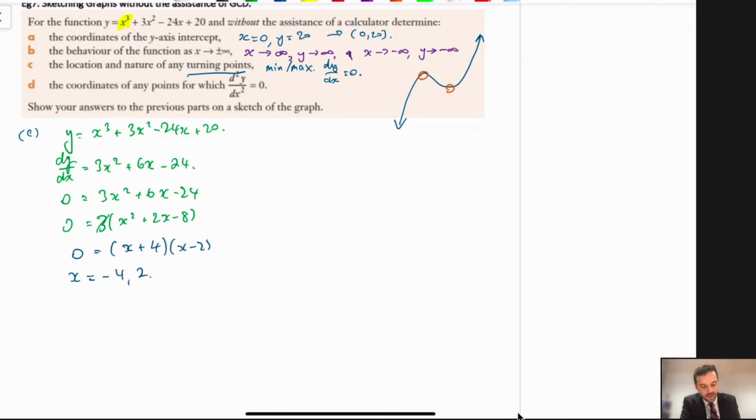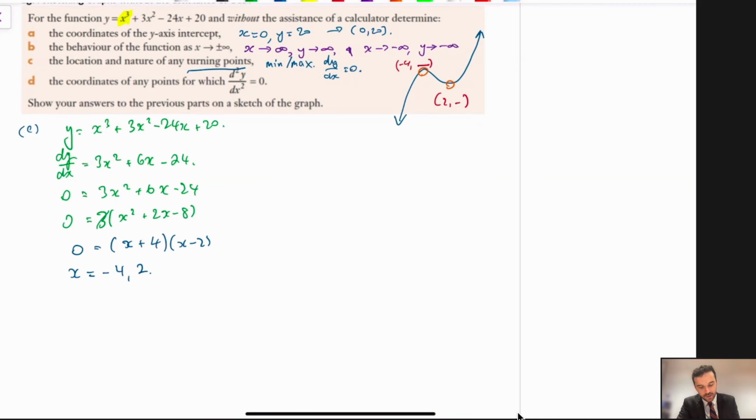So what we've found here is that this one is going to be negative 4 something, and this one's going to be 2 something. So we've found those turning point x values. Now let's find those coordinates.